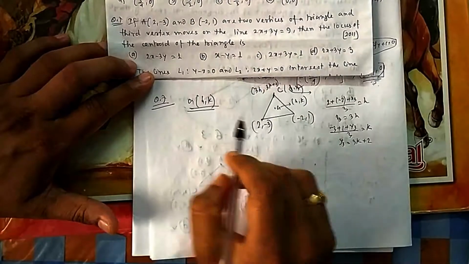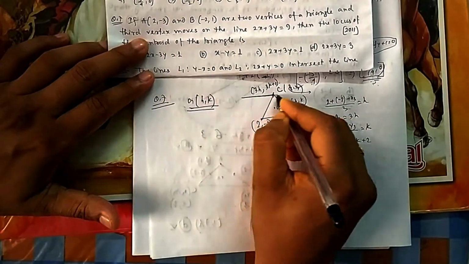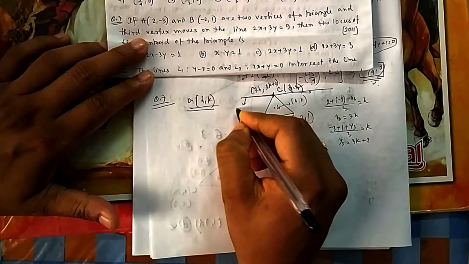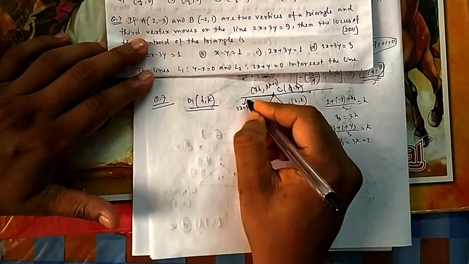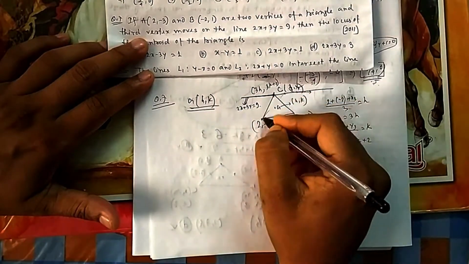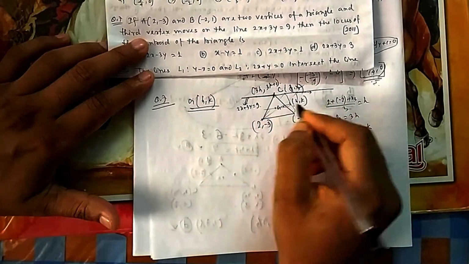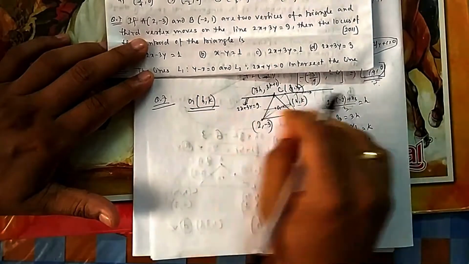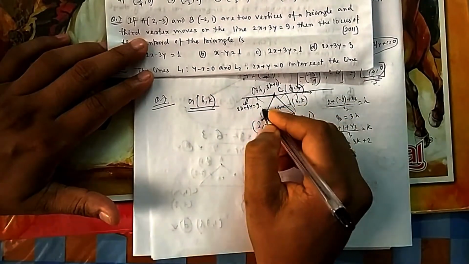Okay, now what is the condition? They are saying the third vertex moves on the line 2x plus 3y plus something. So this vertex moves on this line. It can be here, it can be here, anywhere. Accordingly, if it is here, then your G will be shifted here. If it is here, then G will also move. So what is the locus? How will G move? What is the equation that they are asking? C can be here also, then your G will move here. So G can move here and there.